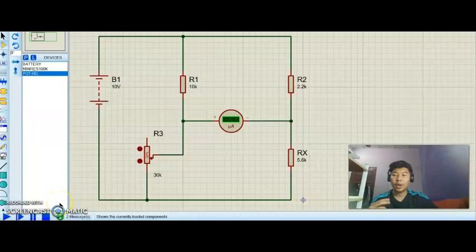Okay, Assalamualaikum. Now I'm going to present about activity 1, which is determining the resistance measurement using the Wheatstone bridge. So this is my circuit for the first simulation.